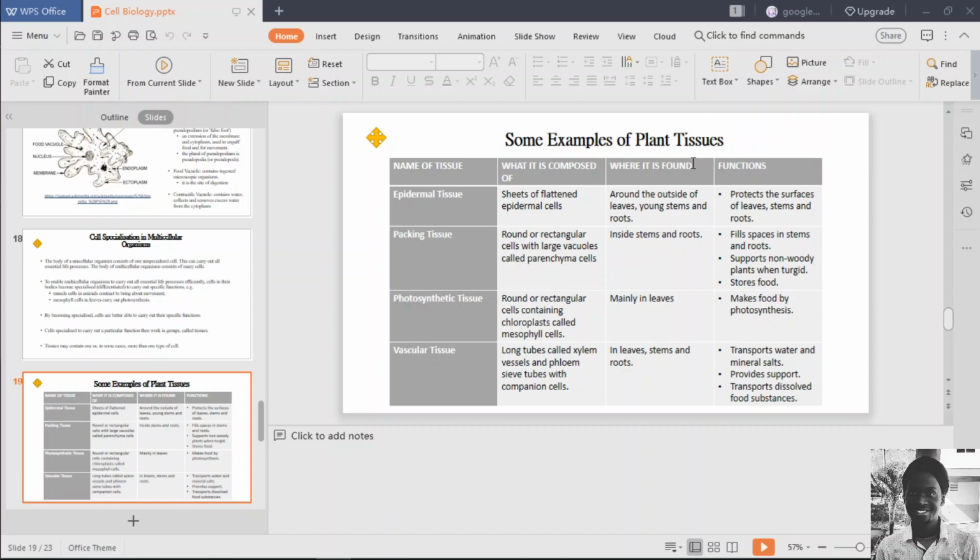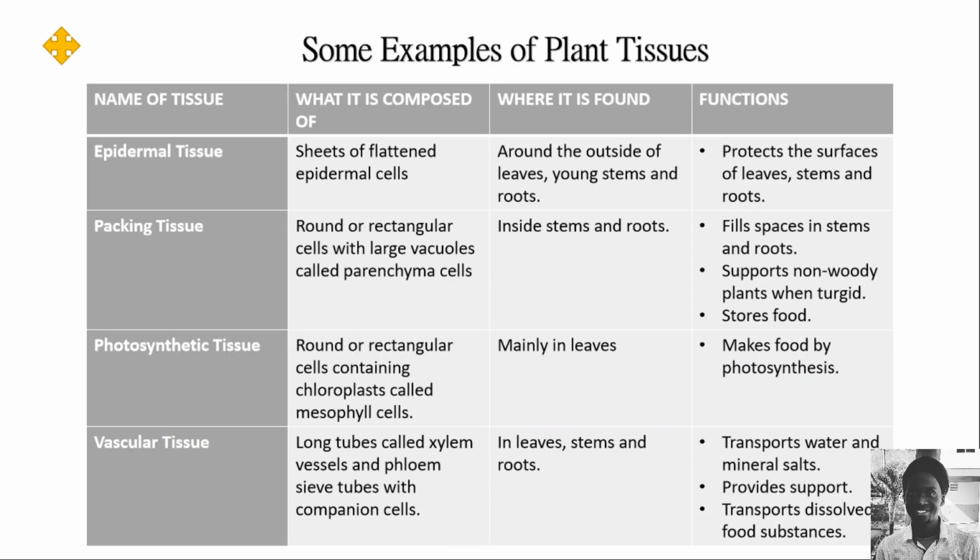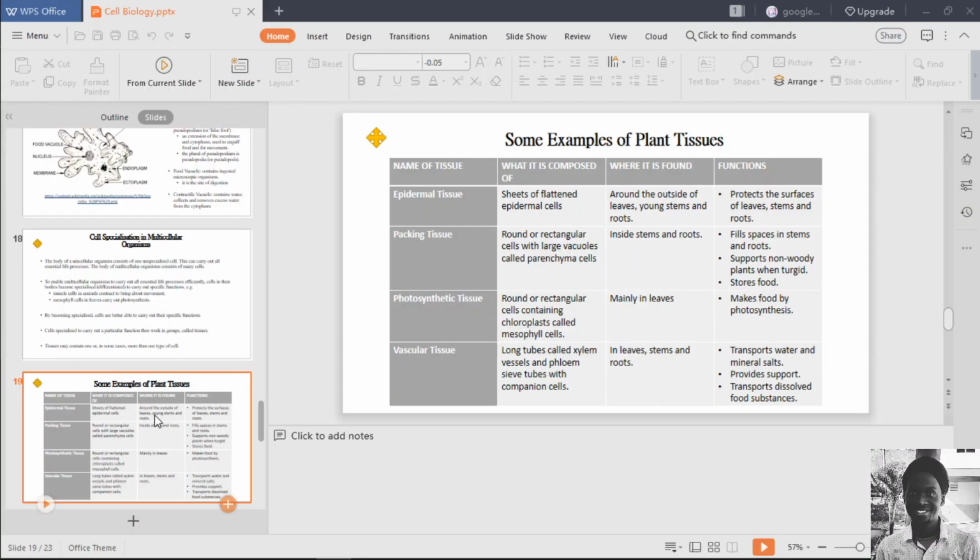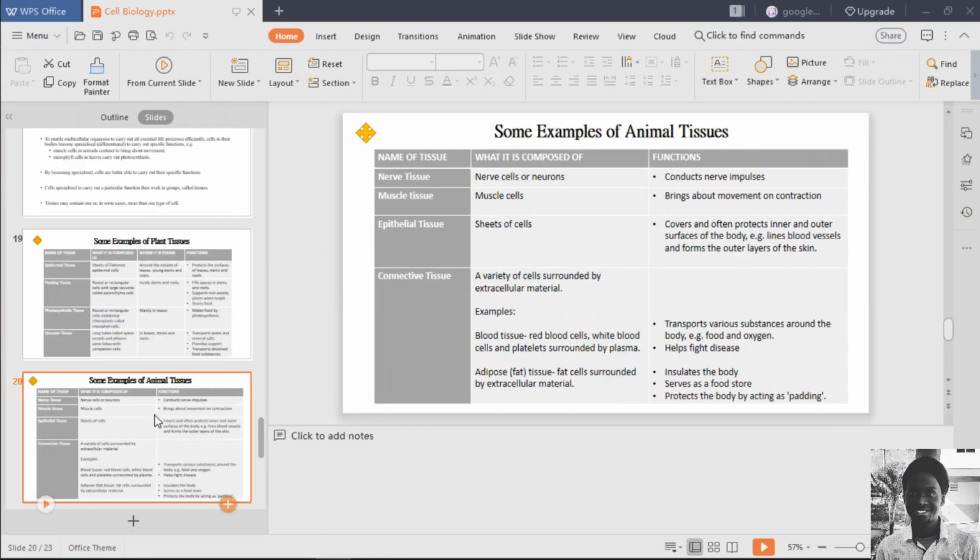So these are some examples of plant tissues, what they are composed of, where they are found, and their functions. Now we also have some examples of animal tissues.